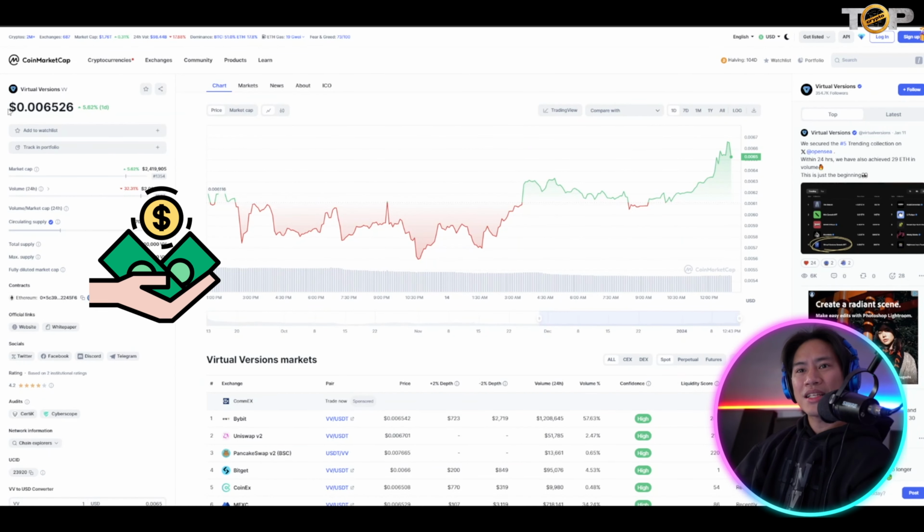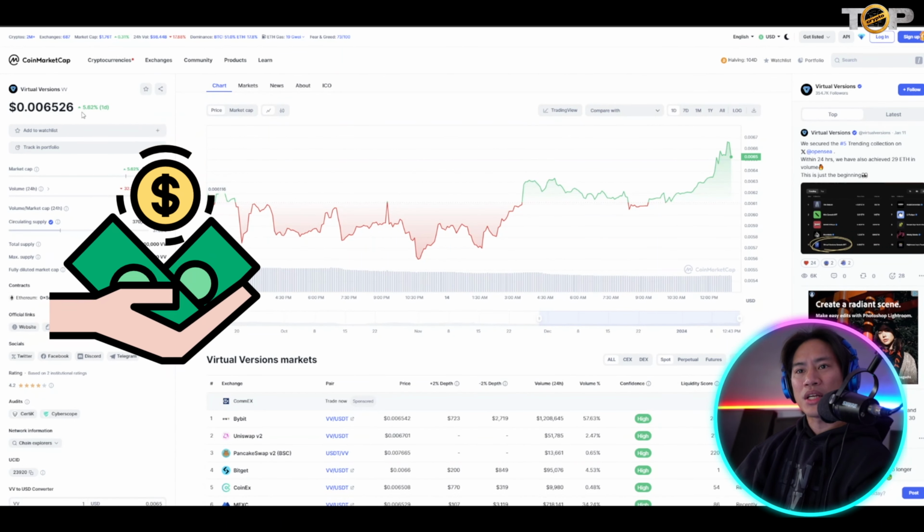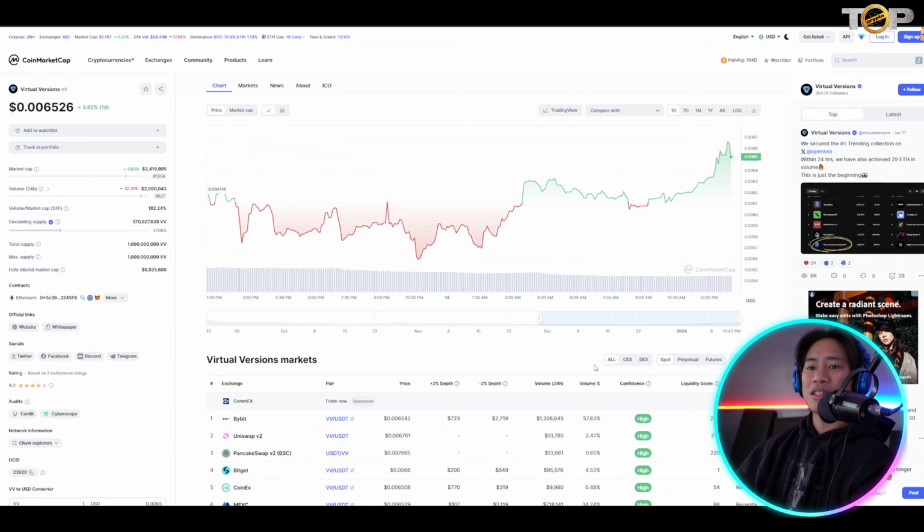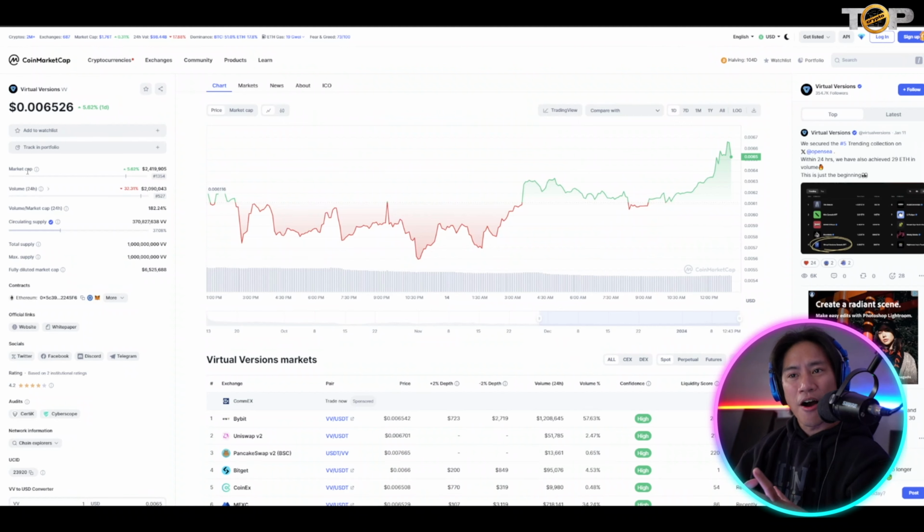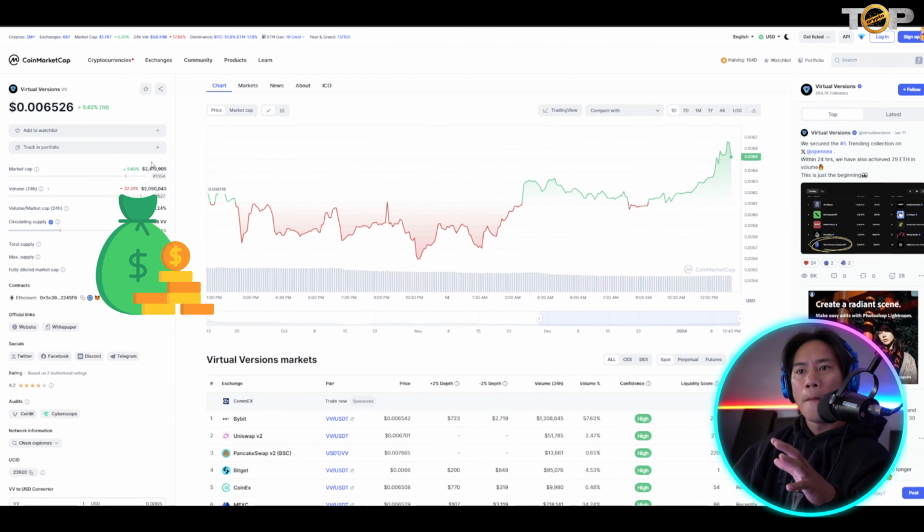So the token price is at 0.006526. It's up 5.6% since yesterday. And the market cap that they already have is $2.4 million.